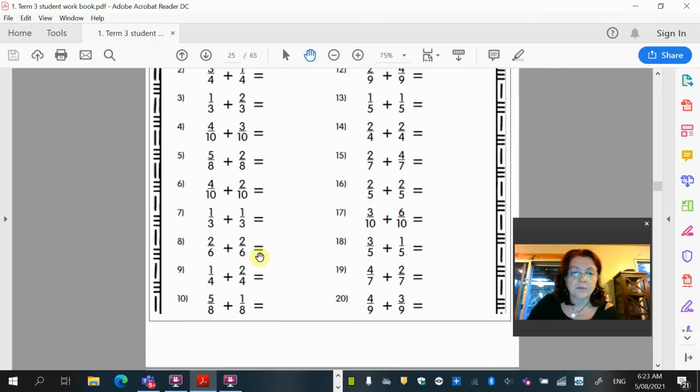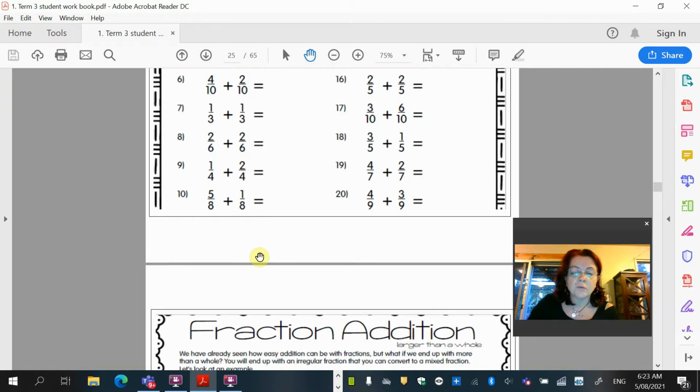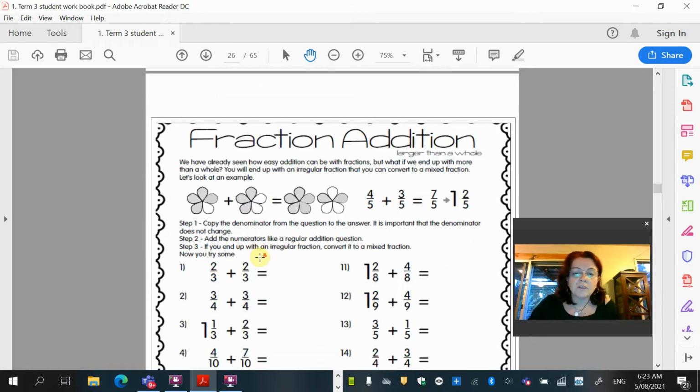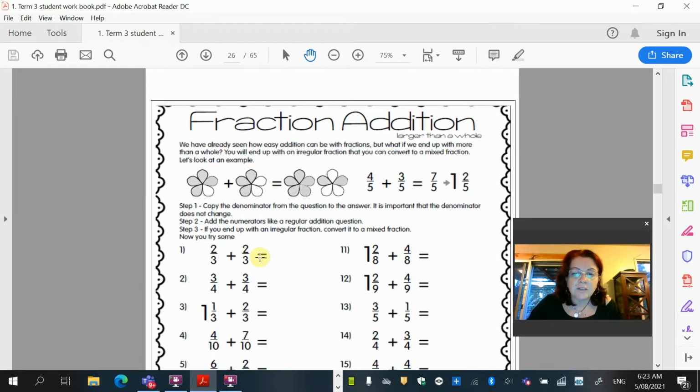And that's that explanation. So go through and do those 1 to 20 in your book. Then we're doing fraction addition, but this time we're doing larger than a whole number. We've already seen how easy addition can be with fractions, but what if we end up with more than a whole? You will end up with an improper fraction that you can convert to a mixed fraction. Let's look at an example.